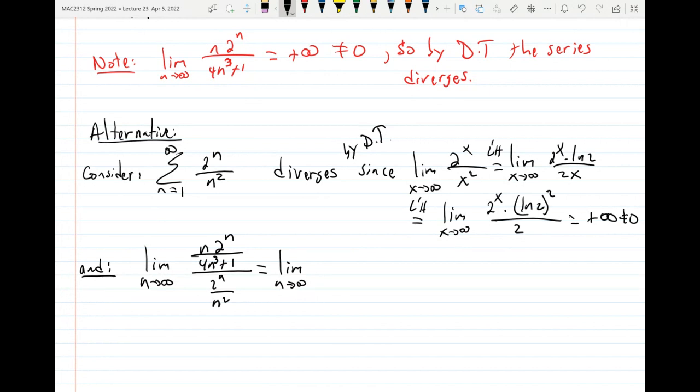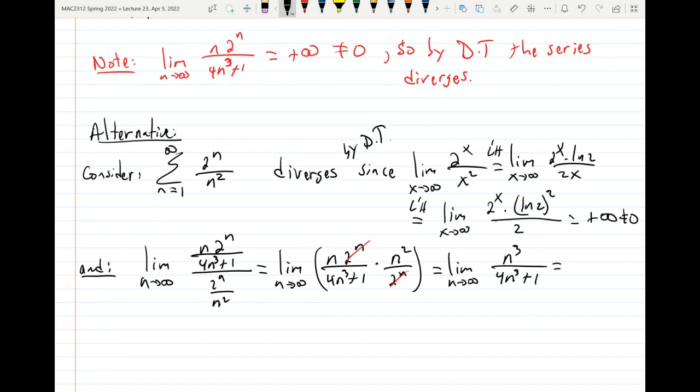I'm expecting to get a number because, as I said, this guy behaves the same as this one. We obtain this one by removing the +1 and ignoring the 4. So let's see, what is it? n 2 to the n over 4n cubed plus 1 times n squared over 2 to the n. This cancels. So you get the limit as n approaches infinity of n cubed on top over 4 n cubed plus 1 in the bottom. What is this limit? That's 1 over 4. It's greater than 0, right?